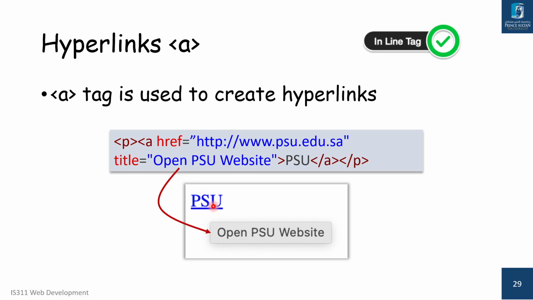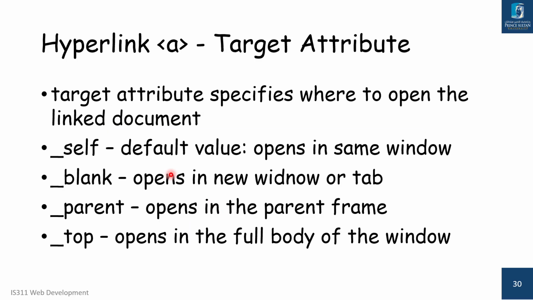Is it clear? And now we have seen the underscore blank. Remember that if we want to open the link in a new tab, we specify the target equal to underscore blank. Who remembers that? Only one? Okay. Anyway, the default value is underscore self. It means to open the link inside the same window rather than doing anything else. Underscore blank opens the link in a new window or new tab.